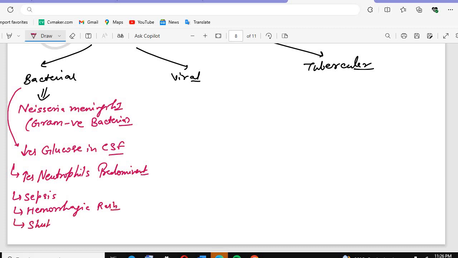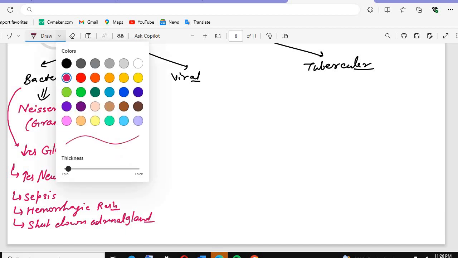And what it will do, it will shut down the adrenal glands. What do we call this condition? Can anyone tell what we call this condition? Shut down of the adrenal glands.